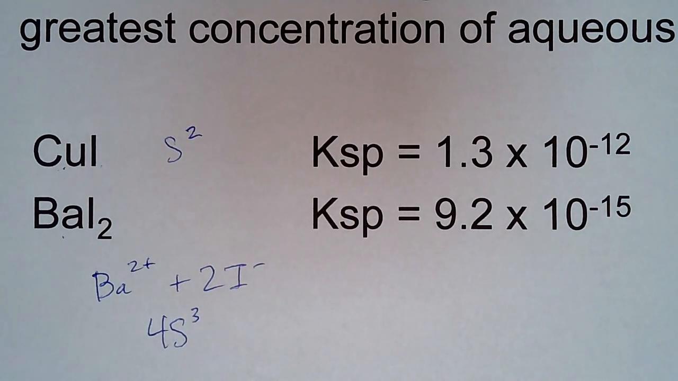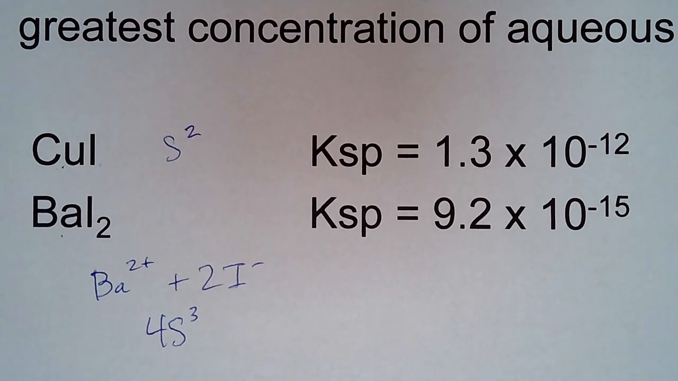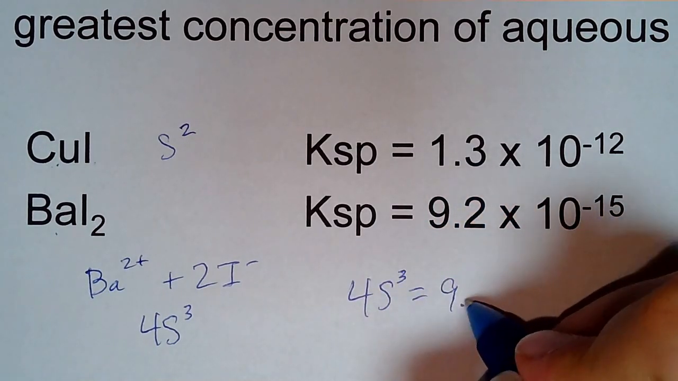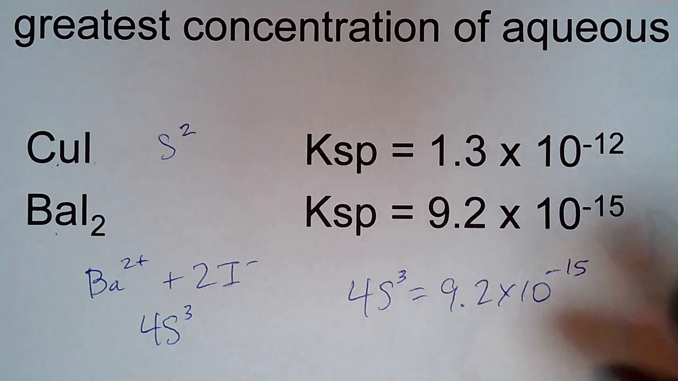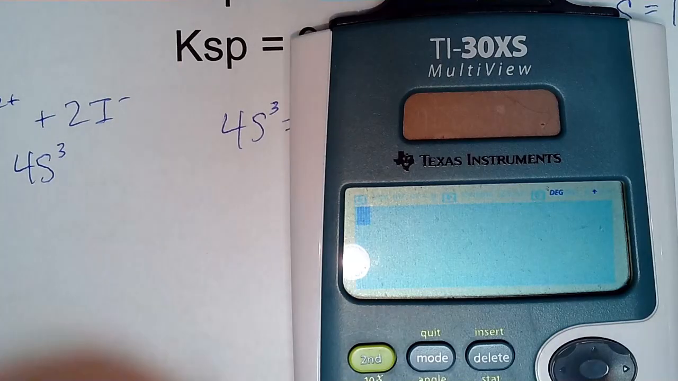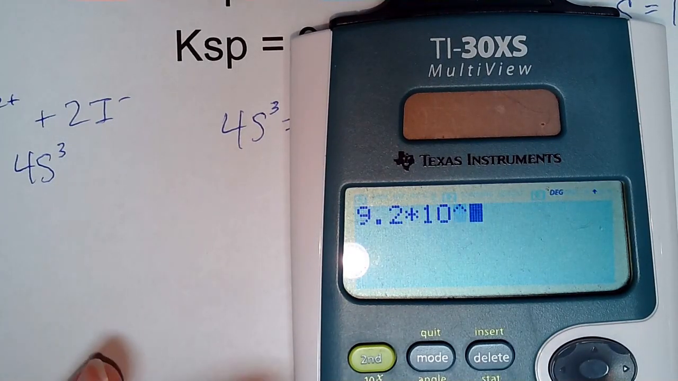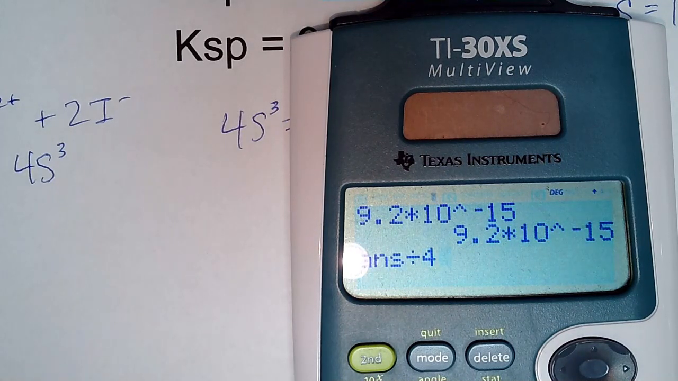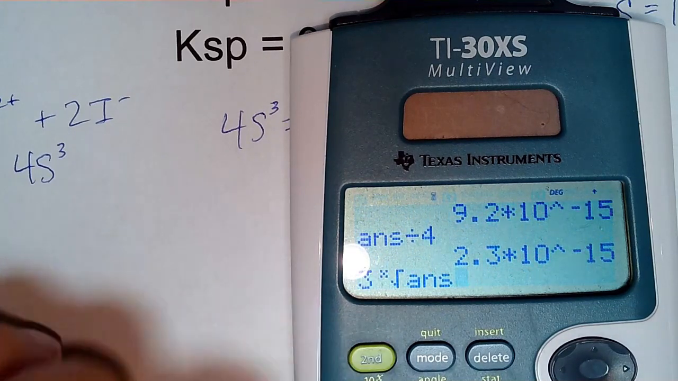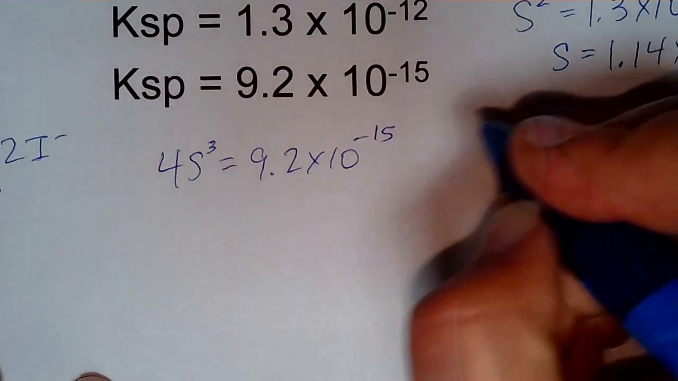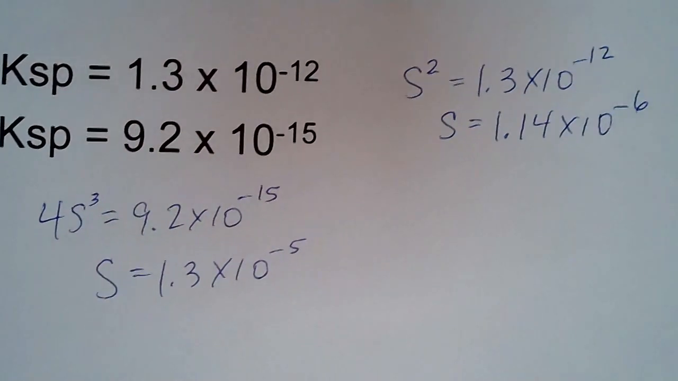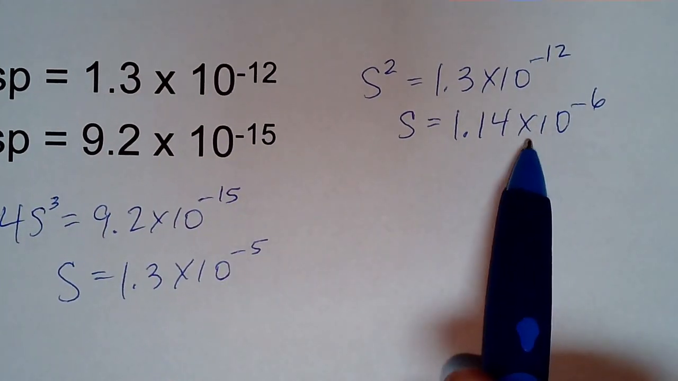So if this is a 4s cubed, when we solve for s, we can see how this is going to be different from just doing the square root. Alright, so 9.2 times 10 to the minus 15 divided by 4, and then we do our cube root. So 1.3 times 10 to the minus 5. Alright, so we can already see that this s is larger than this one, so our BaI2 is actually more soluble because the s is our solubility.